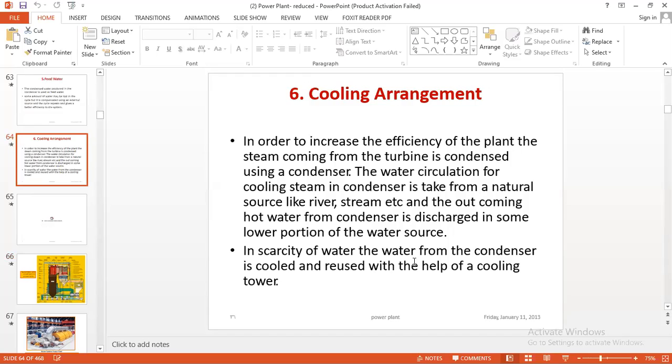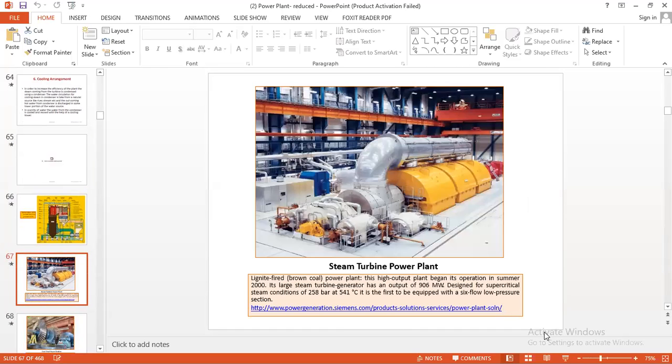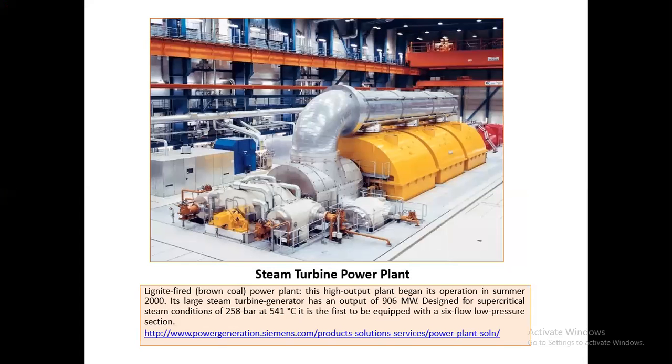Cooling arrangement and cooling tower up till now we have discussed and I have represented to you. Further, the next section, steam turbine power plant, how it looks like. This is the way that steam is collected. These are the chambers on which the steam is collected, and further these are the ways of collecting water. Sorry, these are the steam turbines in sections. These are the three sections of the steam turbine.